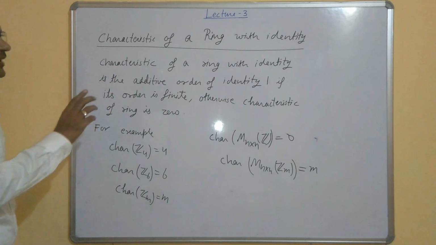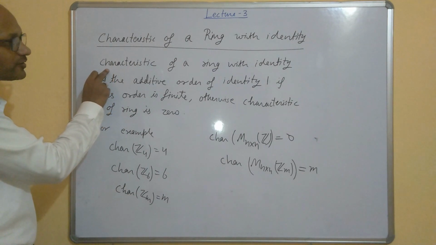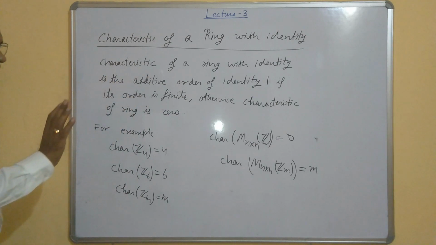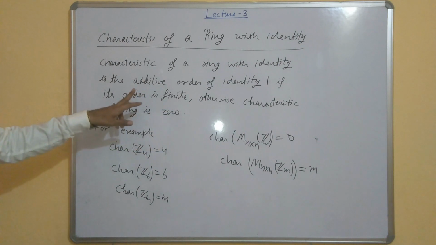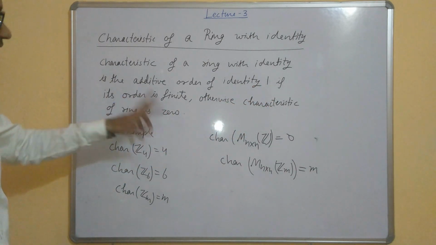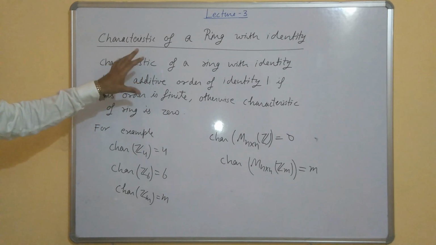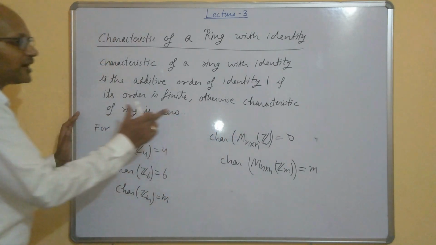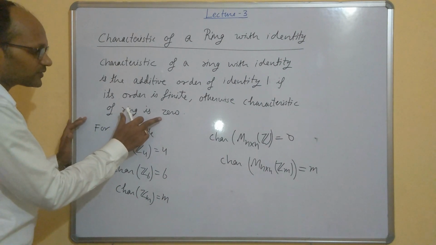So let me make a correction while defining the characteristic of a ring with identity. The characteristic of a ring with identity is the additive order of the identity, if its order is finite. If the order of the multiplicative identity 1 is finite, then that number is called the characteristic of the ring. That is what we defined previously, but there is one correction: otherwise, if this order is not finite, then the characteristic of the ring will be 0.